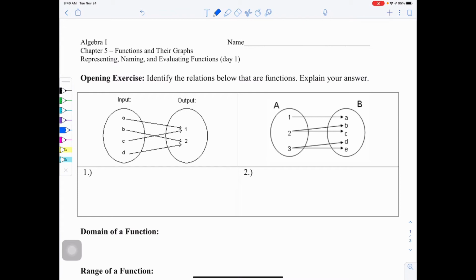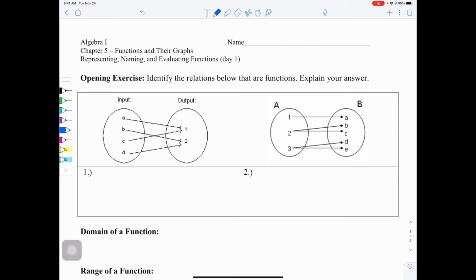Our next lesson is called Representing, Naming, and Evaluating Functions, Day 1. We're actually going to split this lesson into two pieces. Today we will focus on function, not a function, and on the next lesson you will discuss the domain and range parts of this lesson.